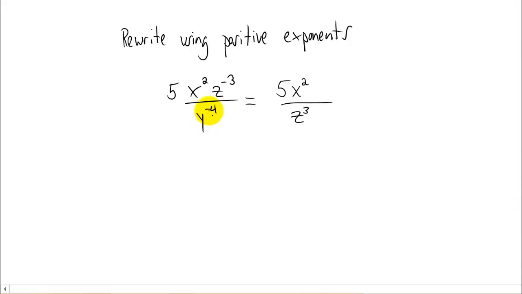Well, what about this y to the negative 4th term? Well, we just learned that we can take this term with the negative exponent on it and move it from the denominator up to the numerator. We just make the exponent positive.